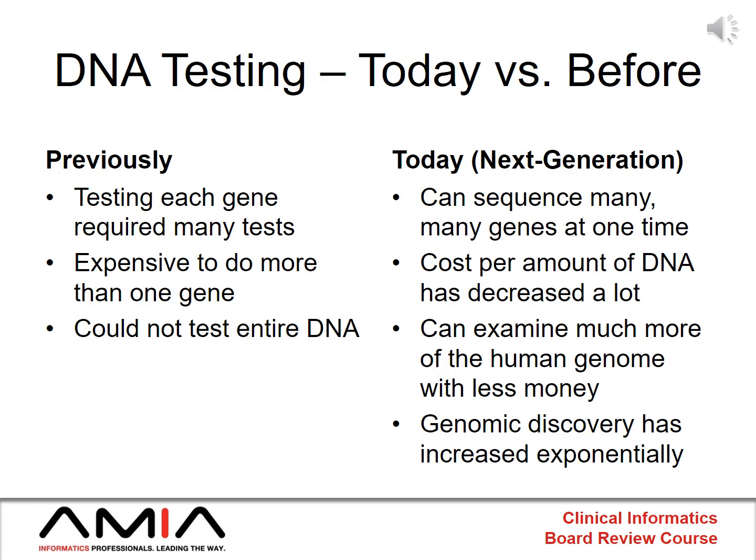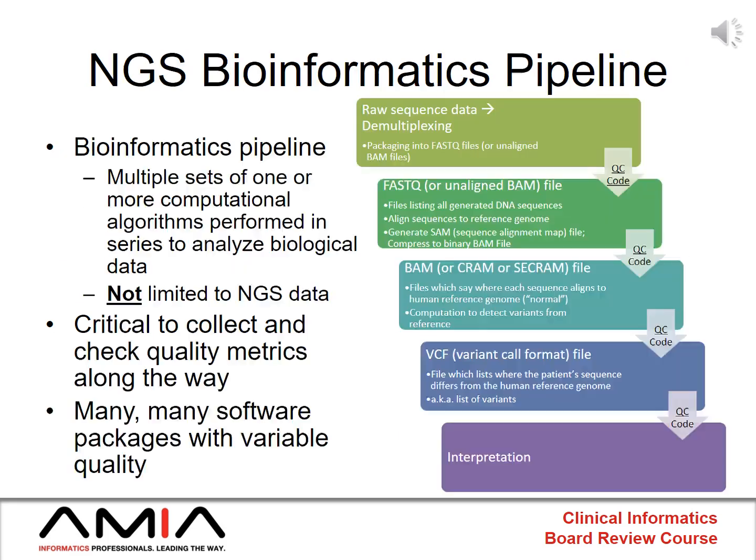This slide is just another representation of the advances that next-generation sequencing have brought to us. When I was a molecular genetic pathology fellow, we could only test one gene at a time at very high cost, and we certainly never dreamed that we would be testing an entire genome. Nowadays, we can sequence many genes at one time. The cost has dramatically decreased, and the end result is that we can examine much more of the human genome with less money. In addition, genomic discovery has increased exponentially.